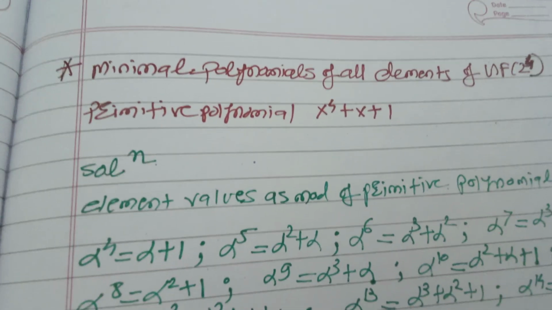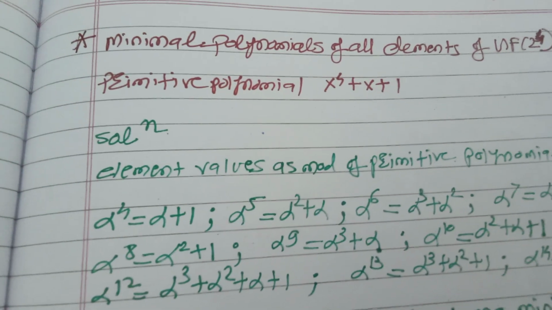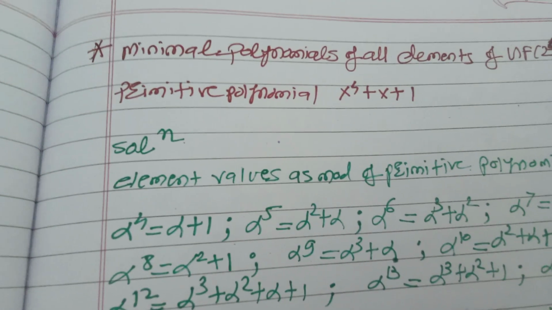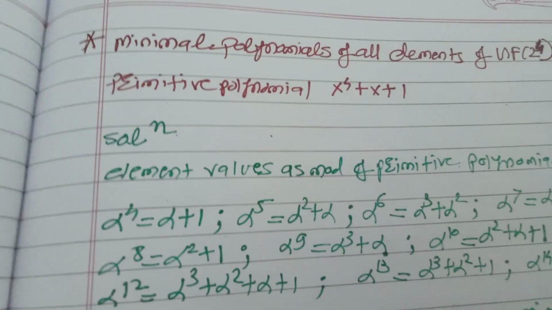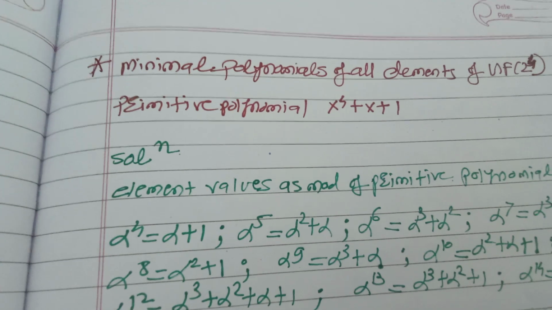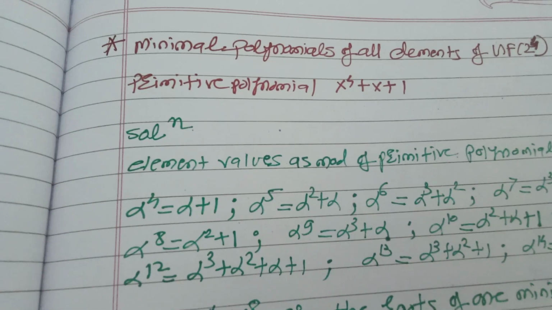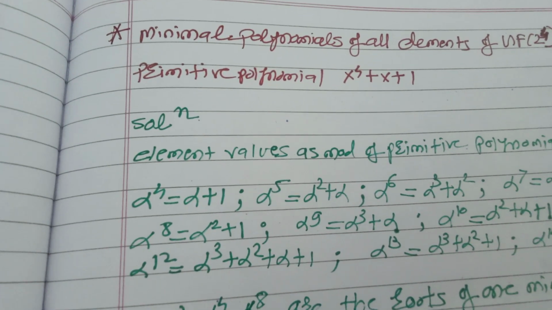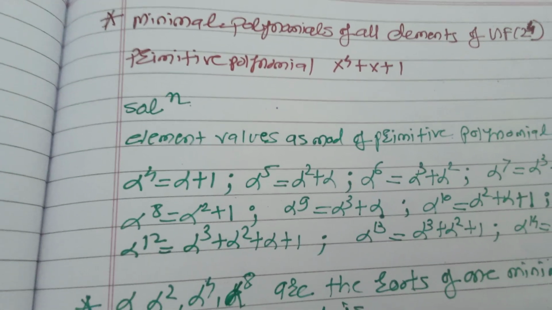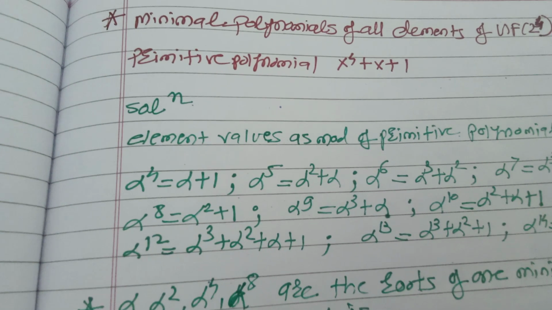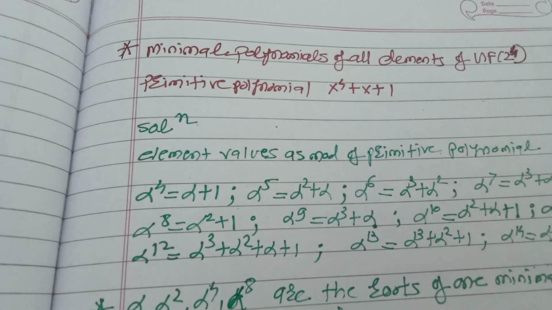We are going to obtain the minimal polynomial for Galois field 16 with the primitive polynomial x raised to 4 plus x plus 1. So there are, I think, 4 to 5 minimal polynomials for Galois field 16, and they have lengthy calculations. So in this video we will see the calculation for one minimal polynomial, and in the next videos we will see the other minimal polynomials, so it will not become overhead to you. So let us see the calculations.